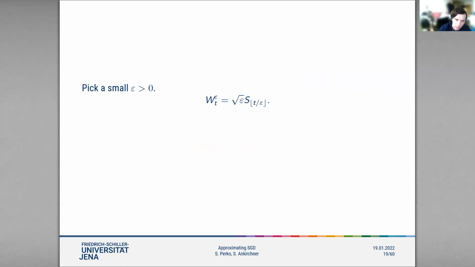If we make epsilon smaller and smaller, then the variance of S of t over epsilon would go to infinity. To compensate, we have to multiply with the square root of epsilon so that actually it stays the same as we decrease our epsilon.